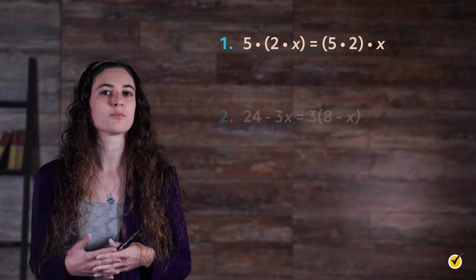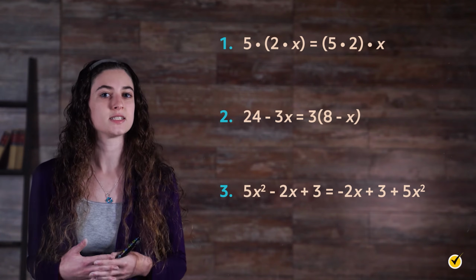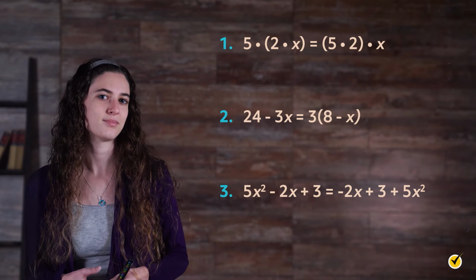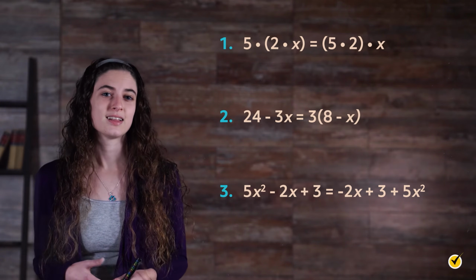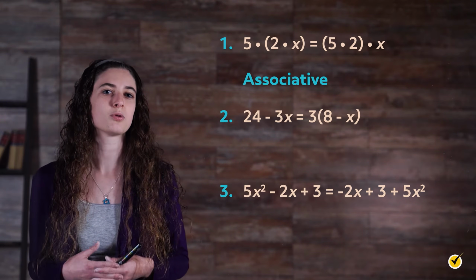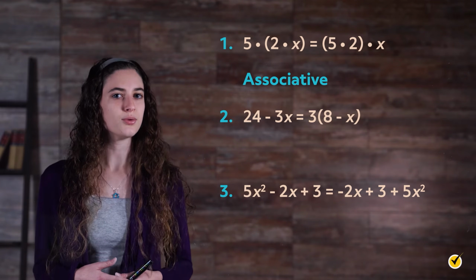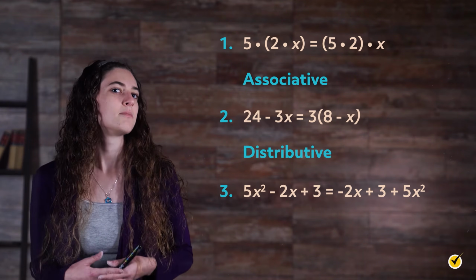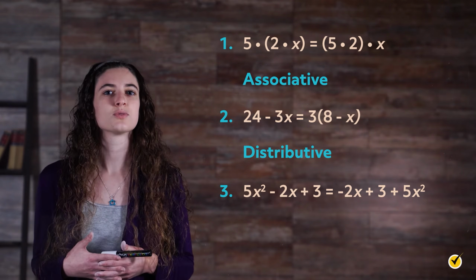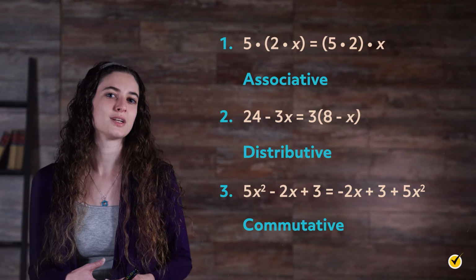For each problem, state the property, commutative, associative, or distributive, that justifies the statement. Go ahead and pause the video if you need more time. Think you got it? Let's see. The answer for number 1 is the associative property, because the parentheses are moved to order the multiplication. The answer for number 2 is the distributive property, because 3 is multiplied by both terms in the parentheses. That leaves us with the answer to number 3 being the commutative property, because we've simply rearranged the terms.